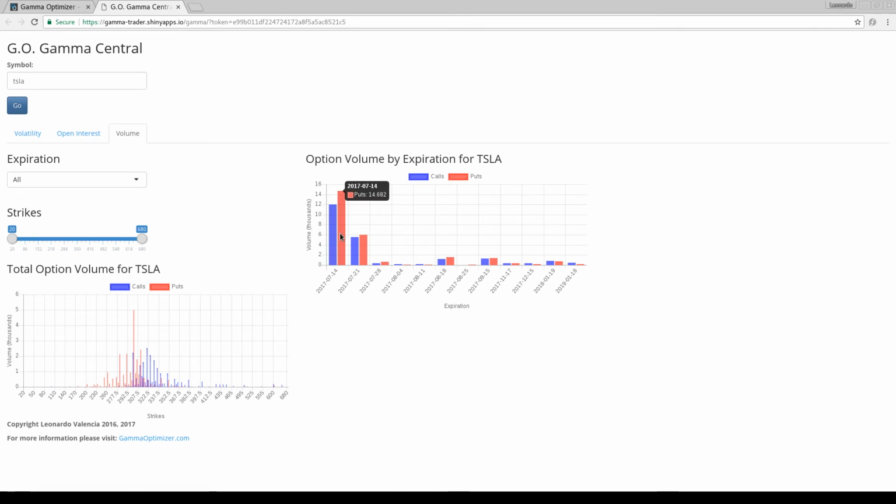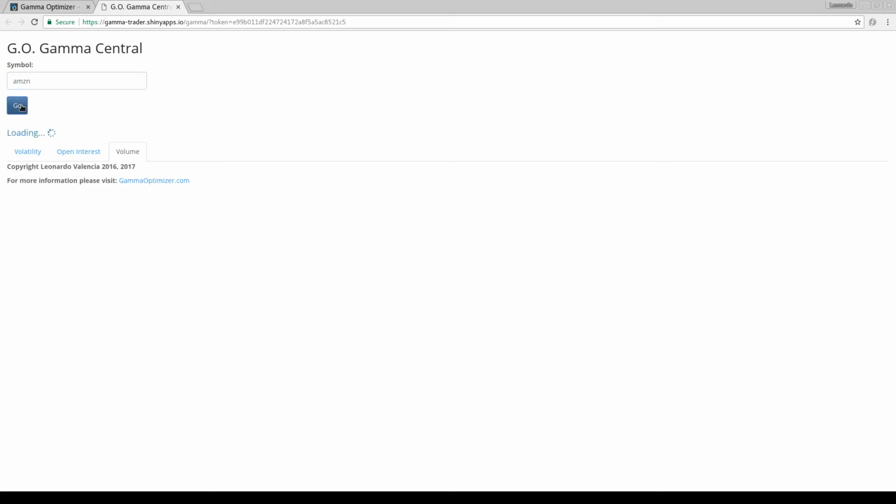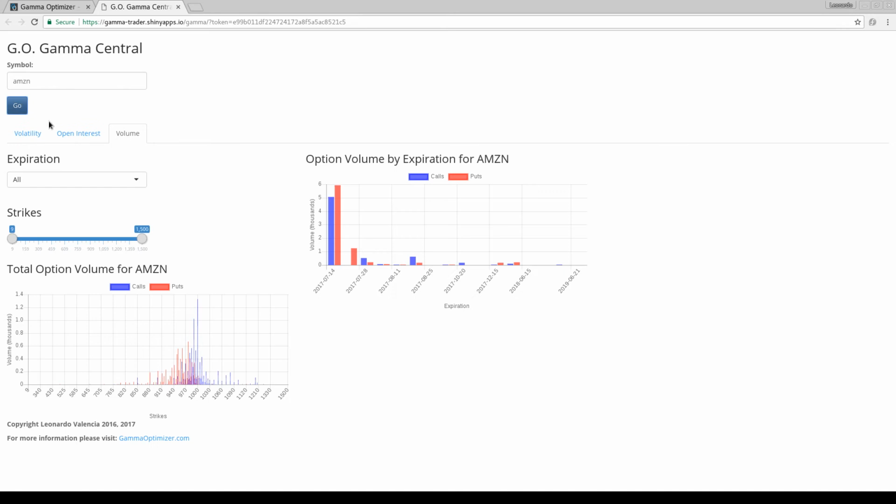And I bet if I switch to Amazon, it will be a very similar profile. Anything that smells like momentum will have volume that is really focused near term. Look at Amazon: basically all of the trading is happening for this Friday, and just a few crumbs later on. So this is retail activity. Retail traders are the only ones that trade on these intervals. Why would you trade something that has only 4 days on it? There is no institutional trading.